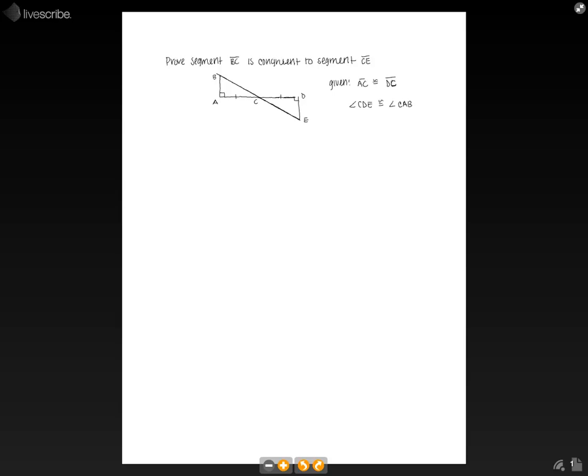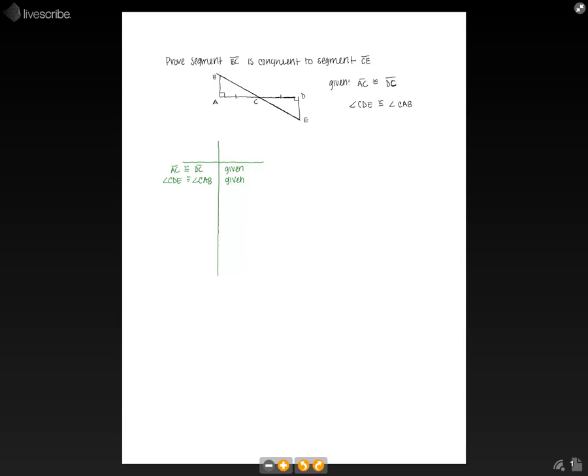So the first thing we're going to do here is start a two-column proof. So let's start that right here. Alright, and then we're going to write down our givens. So we have AC is congruent to DC, and that angle CDE is congruent to angle CAB. And those are from the givens.